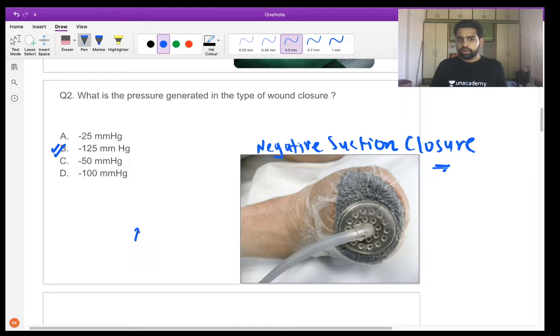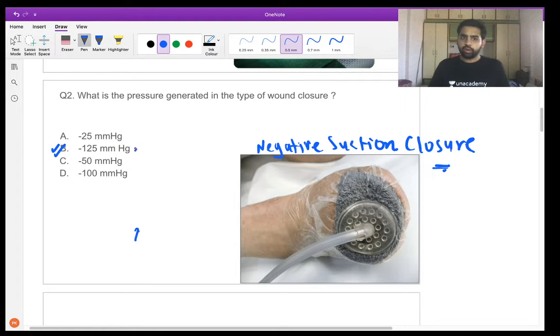It takes up the serosanguinous discharge or whatever it is there, it is sucked into this dressing and it is transmitted out. So what happens? In the local environment, there is not much pus or necrotic tissue present, and because of this, the wound healing is in a better fashion, in an earlier fashion. So please understand this. This is basically a negative suction closure dressing, and the negative pressure which is generated in this is minus 125 mm of Hg. Okay, so I hope you understand this.